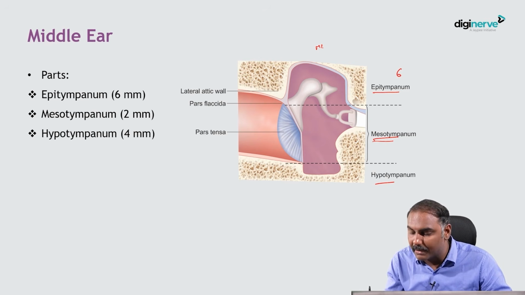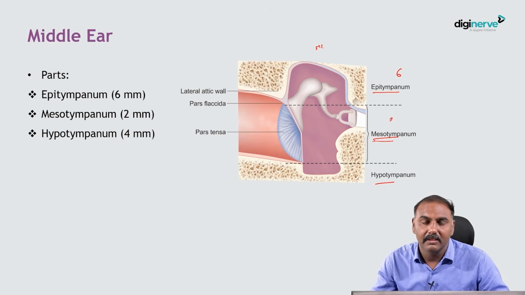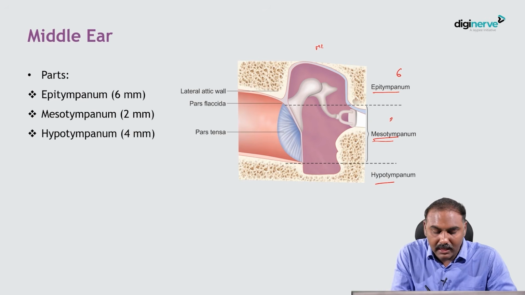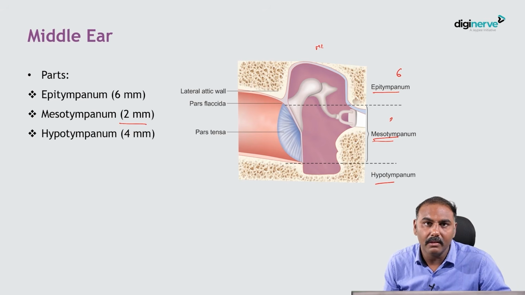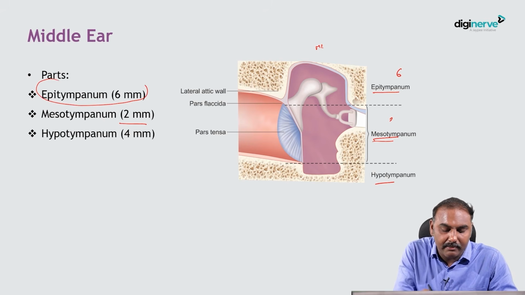So which is the narrowest part of the middle ear? 6, 2 and 4. So the narrowest part of the middle ear is mesotympanum and the biggest is epitympanum. A very important MCQ, they will ask you which is the narrowest part of the middle ear. It is mesotympanum. But which is the dangerous part? They will ask you the dangerous part of the middle ear.